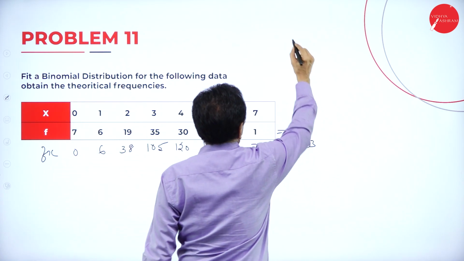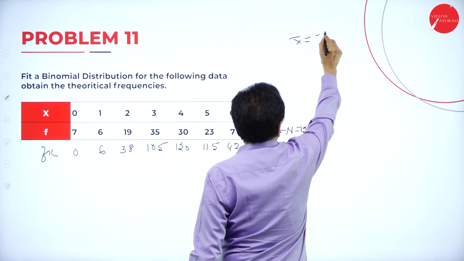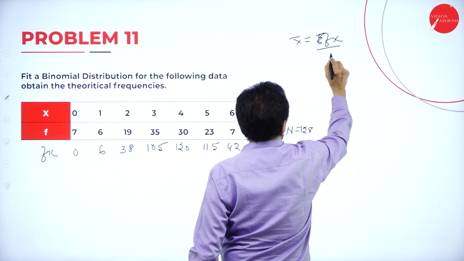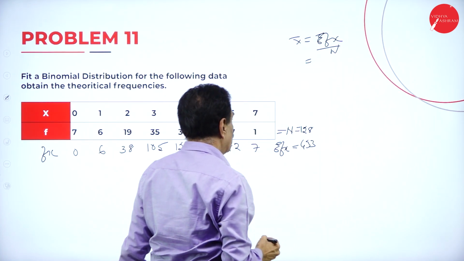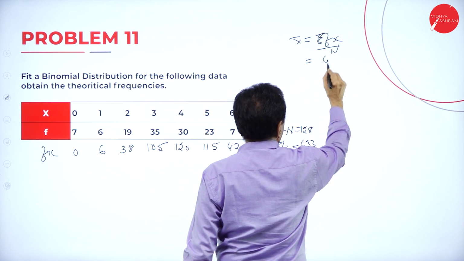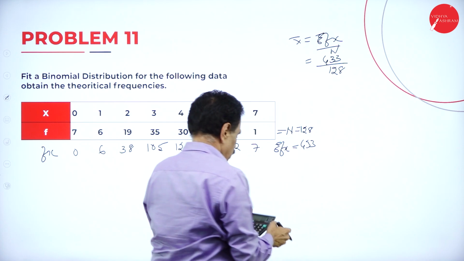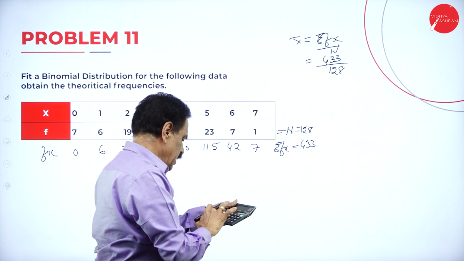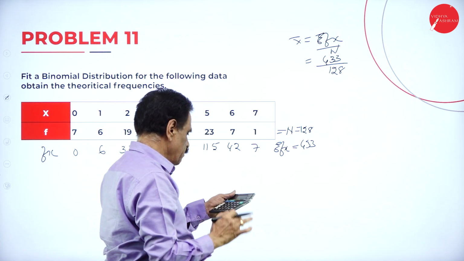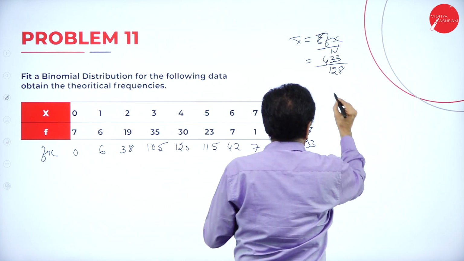Apply here. Mean is equal to sigma fx over n. What is your sigma fx? 433 divided by 128. That is 3.3828.